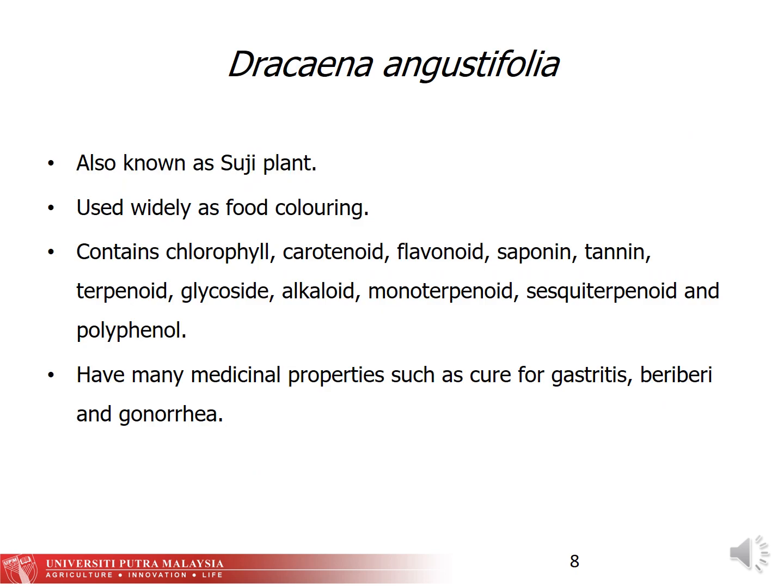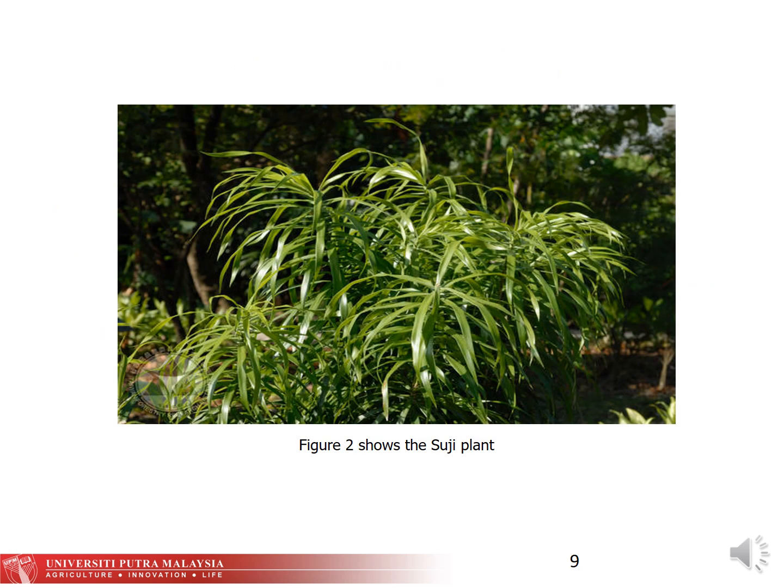The second plant used for my research is Dracaena angustifolia, which is also known as Suji plant. It is widely used as food coloring. It contains chlorophyll, carotenoid, flavonoid, saponin, tannin, alkaloid, and others. It can be used as a cure for gastritis, beriberi, and gonorrhea. This is how a Suji plant looks like.